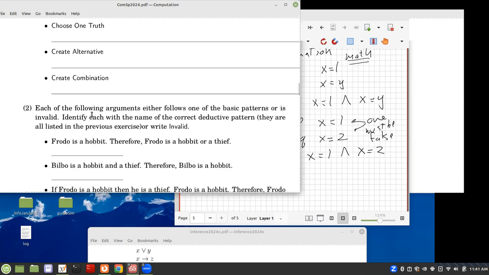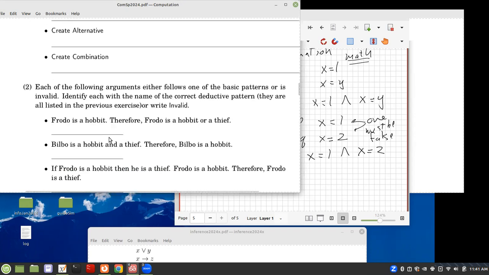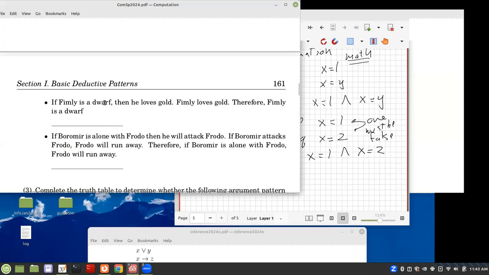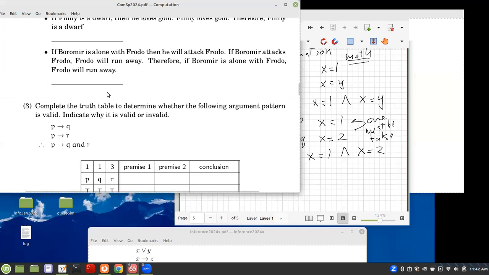Okay, then it goes the other way. Here's some statements, and there are exercises in which I give you a statement and you're supposed to identify whether it's one of these 8 propositions, and if it's not, to write invalid. So for example, here, Frodo is a hobbit, therefore Frodo is a hobbit or a thief. Well, this is an example of the create alternative pattern. And you go through and do these. Again, these first exercises help you to become familiar with these 8 patterns.